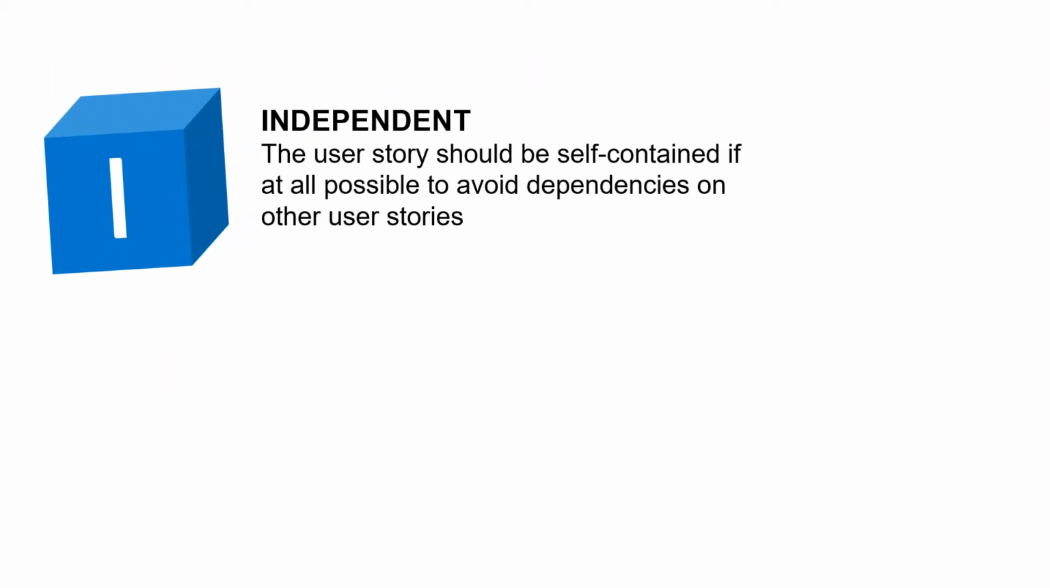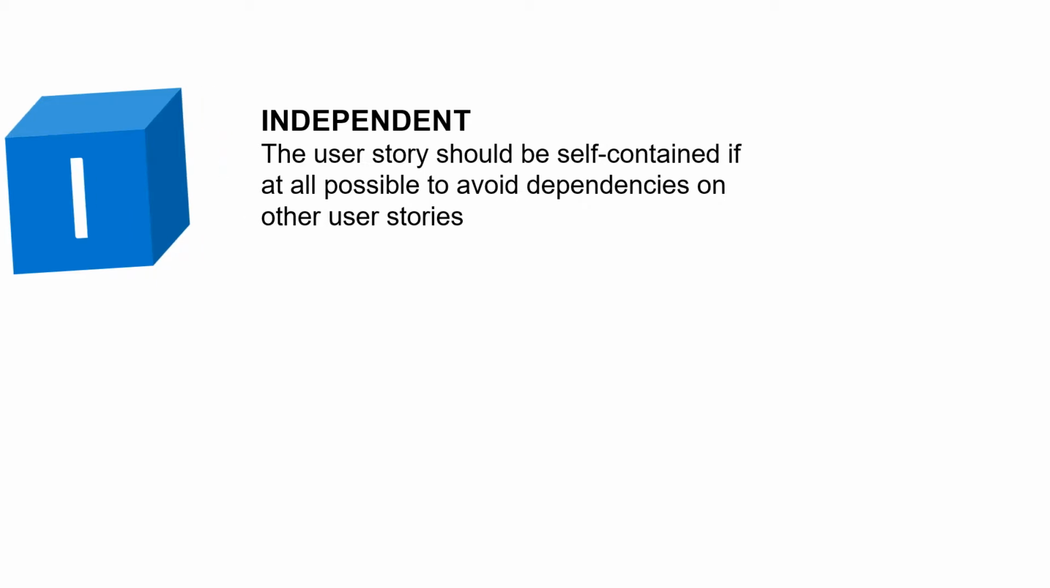I, like independent. The solution can be implemented by the team independently of other stories. The team should be expected to break technical dependencies as often as possible. This may take some creative thinking and problem solving as well as the agile technical practices such as refactoring.